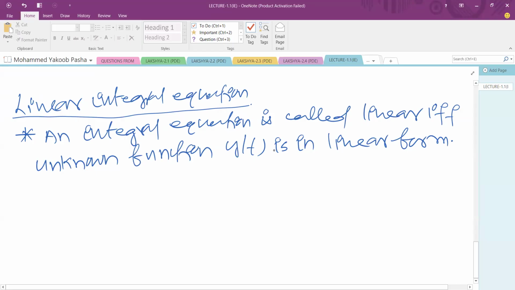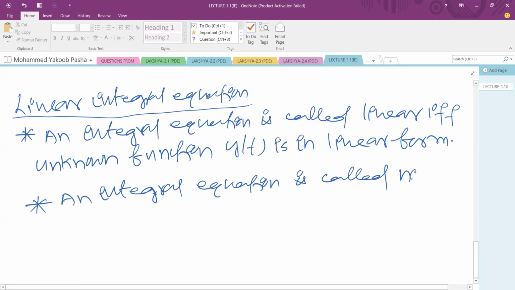When y of t is in linear form, then that integral equation is called a linear integral equation. If y of t is not linear, that is called a non-linear integral equation. Otherwise it is called non-linear. An integral equation is called non-linear if and only if it is not linear. You can see some examples here.